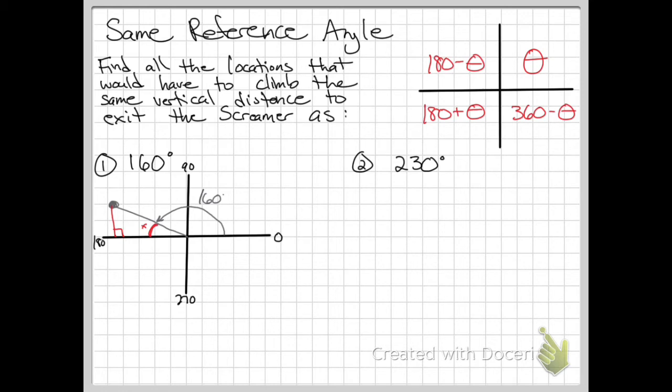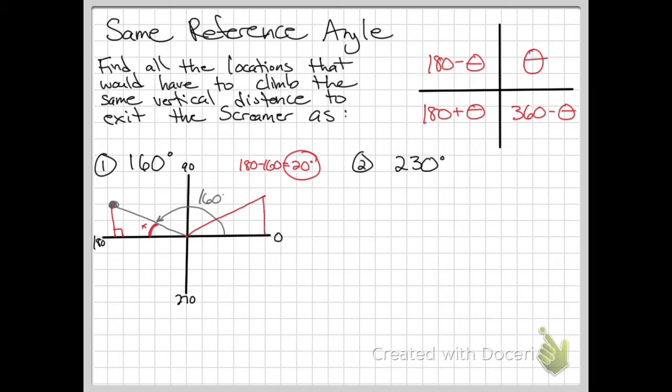minus 160, which will give me a 20 degree reference angle. That's one of the answers. In quadrant 1, 20 degrees would have to climb the same distance to get off the screamer. I'll show you what that would look like. That would be if it went to here, right?